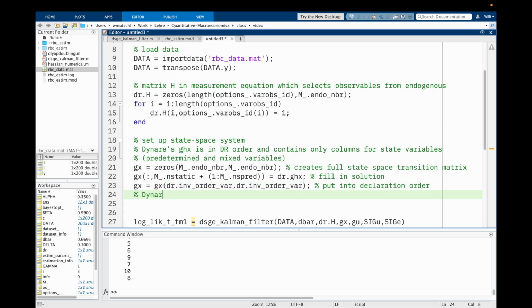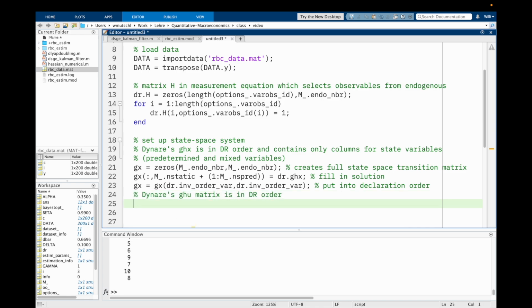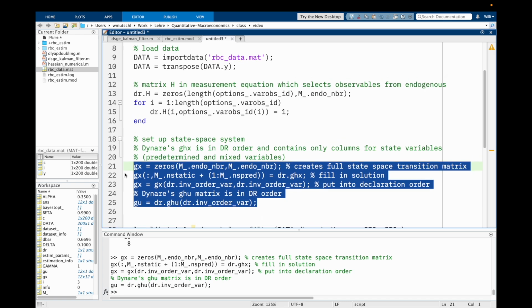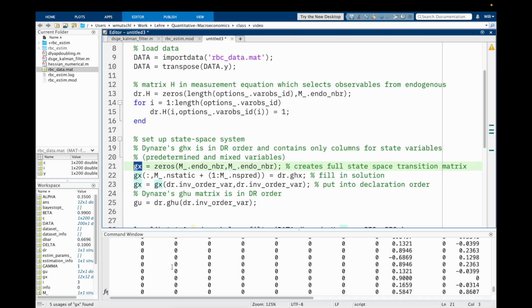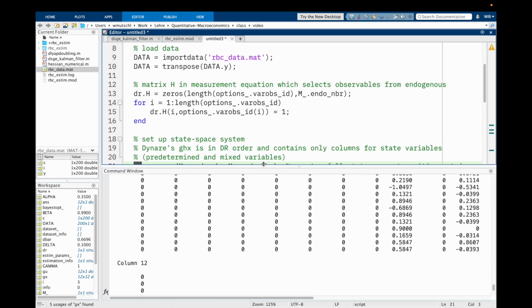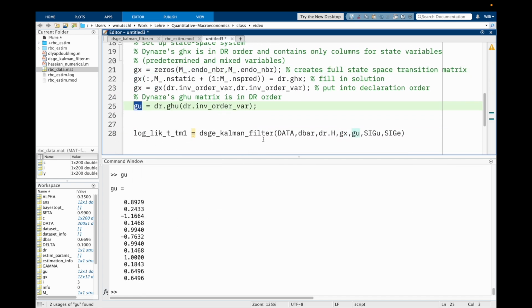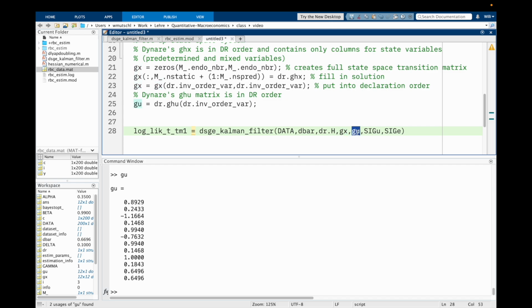What about Dynare's ghu matrix? That is in DR order, but I don't need to care about the columns, so I can simply say GU is dr.ghu, dr.inverse order var. Great. Okay, now I have a GX matrix, looks like that, and a GU matrix, looks like that. So I have a GX and I have a GU.